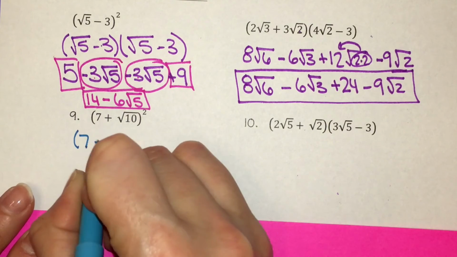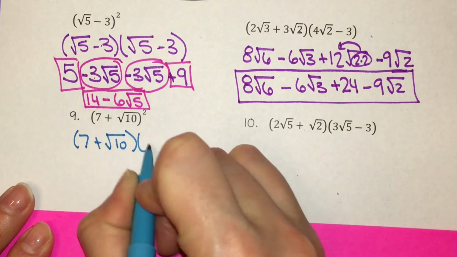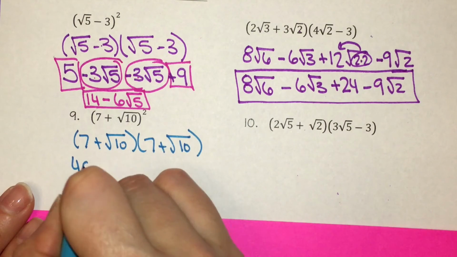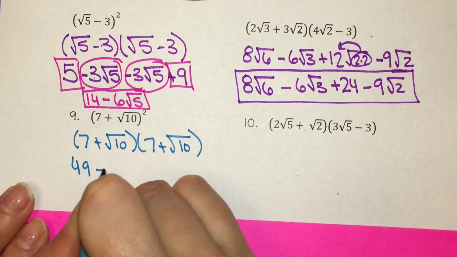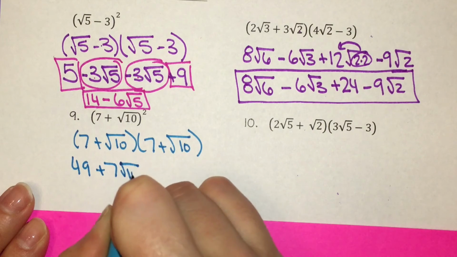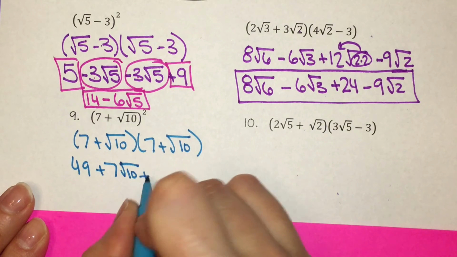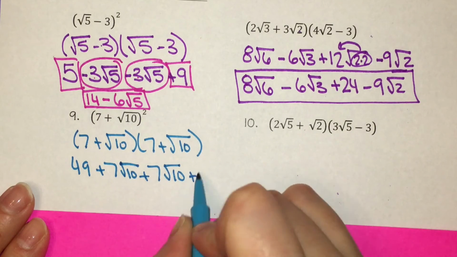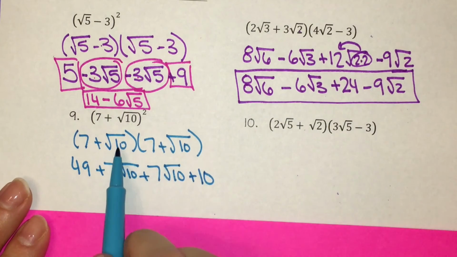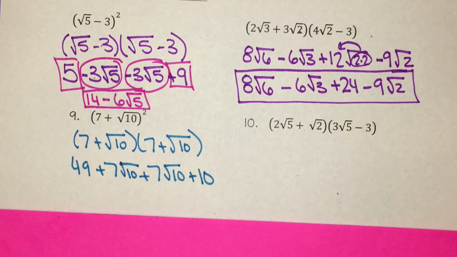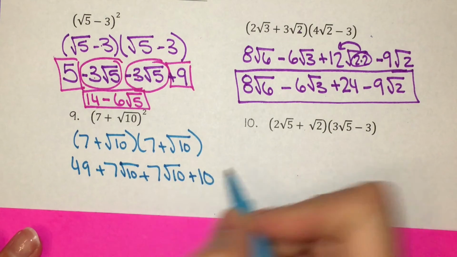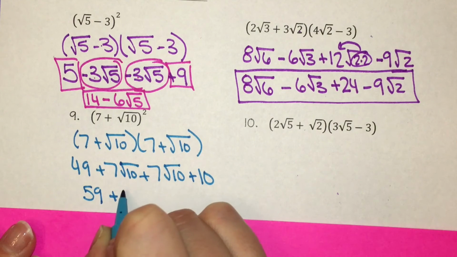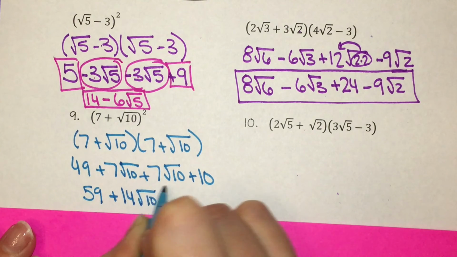All right, 7 plus the square root of 10 times 7 plus the square root of 10. 7 times 7 is 49. 7 times the square root of 10, 7 square roots of 10. Square root of 10 times 7, 7 square roots of 10. Square root of 10 times square root of 10 is 10, because you'll have the square root of 10 times 10. It's multiplied by itself. Combine like terms, 49 plus 10 is 59, plus 7, 14 square root of 10.